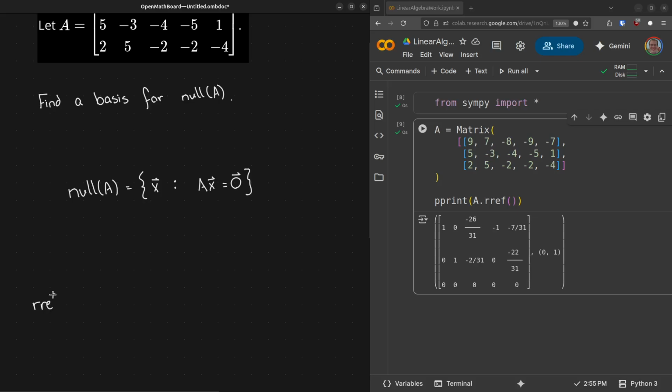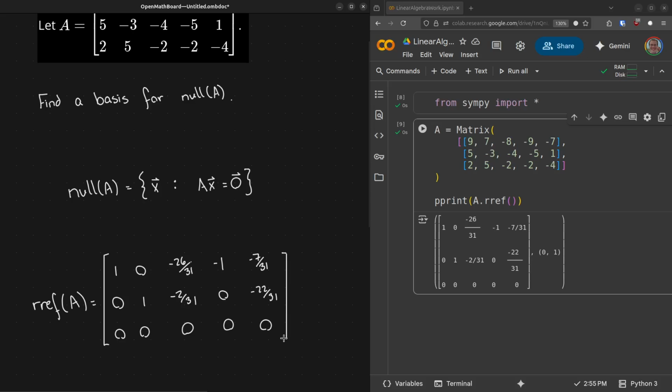So the reduced row echelon form of A is equal to, first row is 1, 0, negative 26 over 31, negative 1, negative 7 over 31. Second row is 0, 1, negative 2 over 31, 0, negative 22 over 31. And last row is all zeros. Okay?